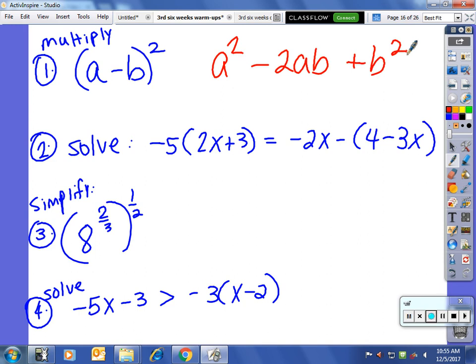Alright, number 2 is just a plain old equation. Distribute the negative 5, distribute the negative sign over here, solve the equation like normal. I believe the answer was negative 1.